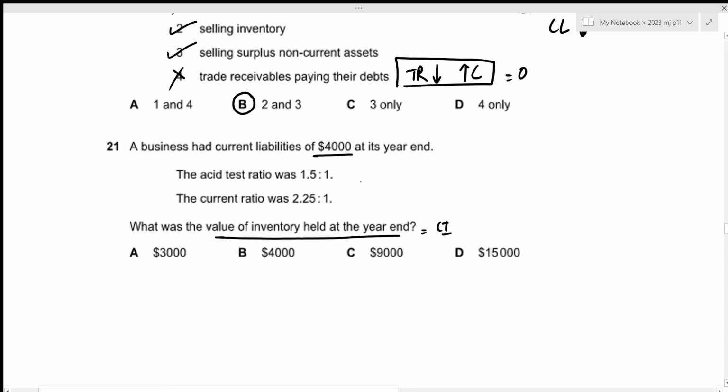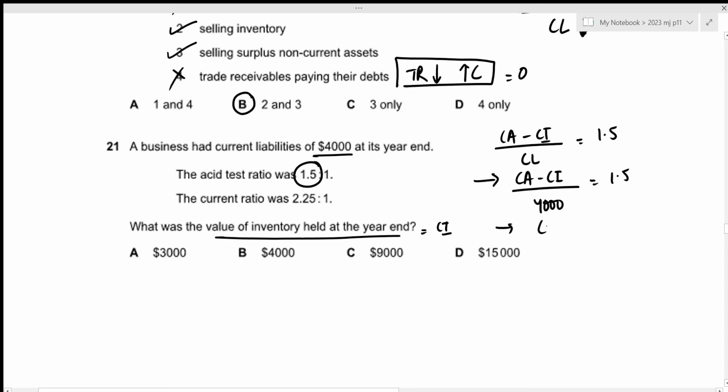Okay. So for the acid test ratio, current assets minus closing inventory divided by current liabilities is given to be 1.5, because that's the value of the acid test ratio. We have our current liabilities, so current assets minus closing inventory divided by 4,000 is 1.5. This just means that current assets minus closing inventory will be equal to 1.5 times 4,000, which is 6,000.